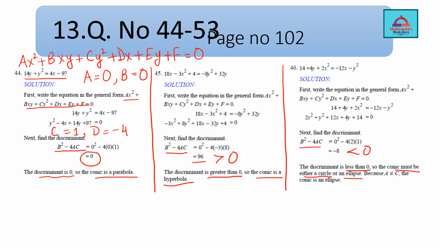But if you look at the value of A and C, A is the coefficient of x squared, so 2. C is the coefficient of y squared, so 1. Both are not equal, A is not equal to C. So if they are not equal, it is going to be an ellipse. So you can use the formula sheet in this way to solve and identify. Now let me show you the answer key for question 47 onwards to 53.